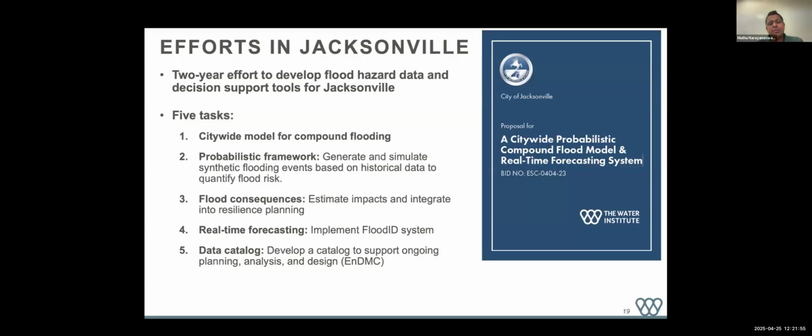Switching over to Jacksonville, we're doing a 2-year effort. Similar, we have 5 broad tasks. We're developing 2 compound flood models, I'll explain why shortly. And then we're using the same probabilistic framework we deployed in Louisiana to look at hazards now and in the future. So we're looking at current conditions, and 2 different sea level rise conditions and 2 different precipitation conditions. We're also looking at consequence modeling, and developing a real-time flood forecasting system.